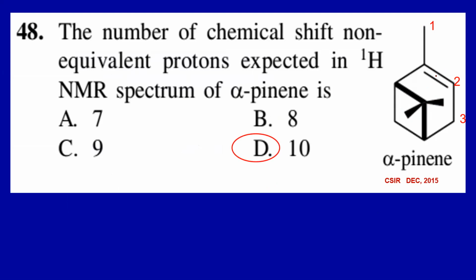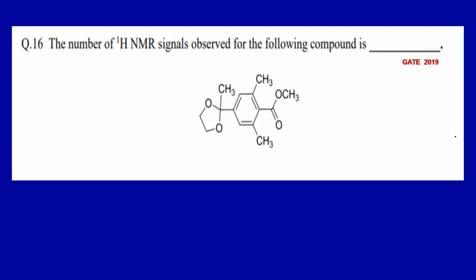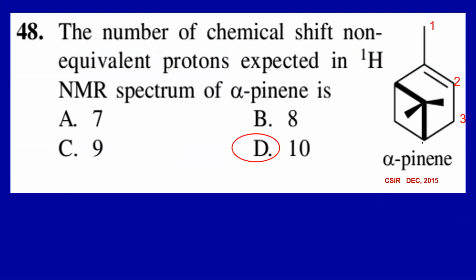One signal, then second, third, fourth, fifth, sixth, seventh, eighth, ninth, and somewhere you have the 10th. Where did we miss? So 1, 2, yes, these two are also different. If you can write the conformational structure, all the 10 protons are different. So one set, second set. So it will give 10 protons, 10 signals.